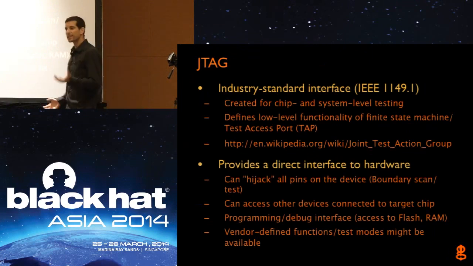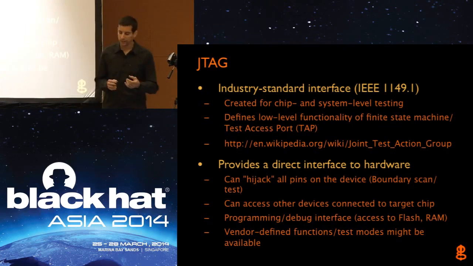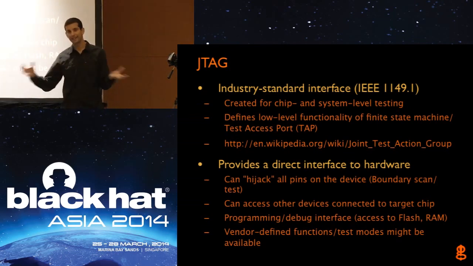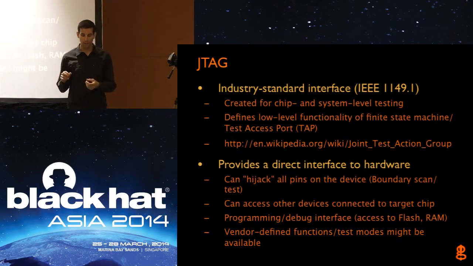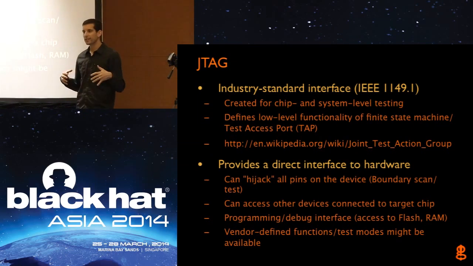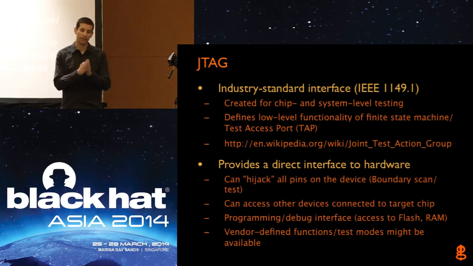So JTAG is this industry standard interface that is really a low-level definition that was designed initially for chip-level and system-level testing during a manufacturing process. And it expanded into being used for programming of parts, for debugging of parts. Some vendors actually create additional vendor-specific functionality that can be communicated and controlled through JTAG. So it's become this universal interface when it really started as just a very low-level specific interface to test the connections of pins on a circuit board.